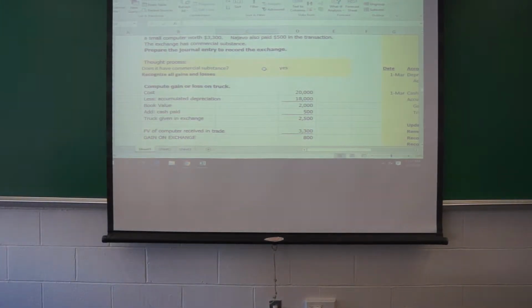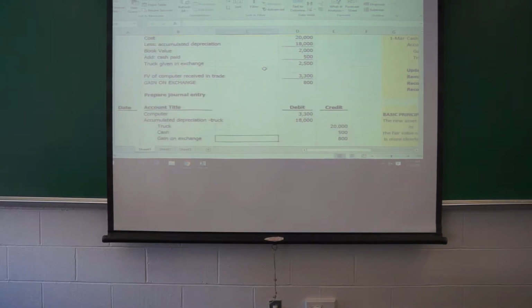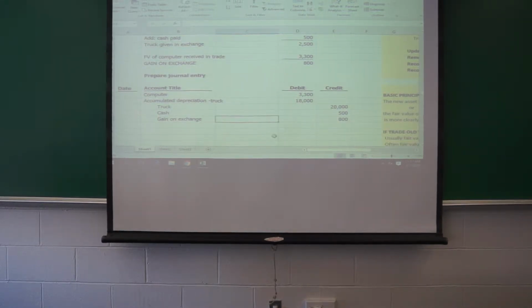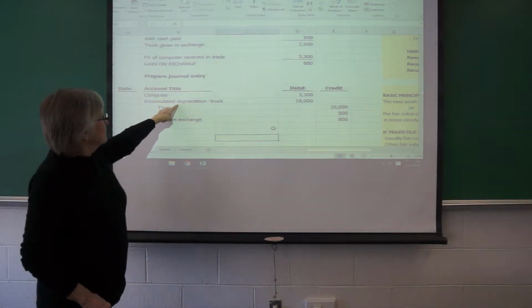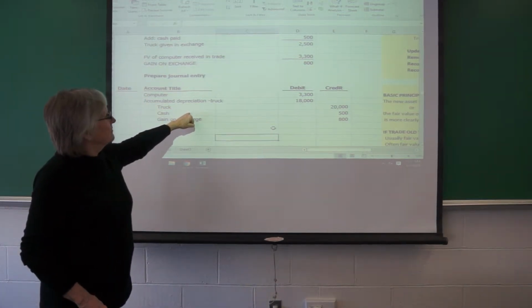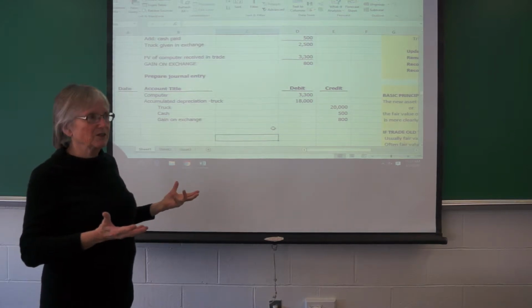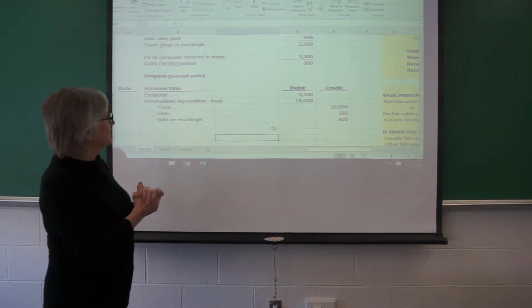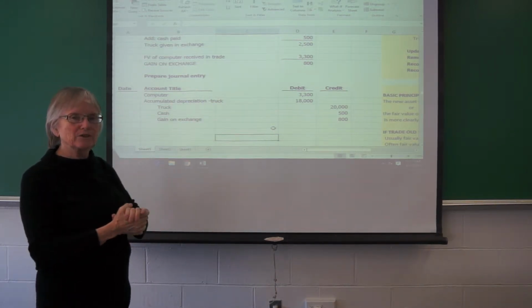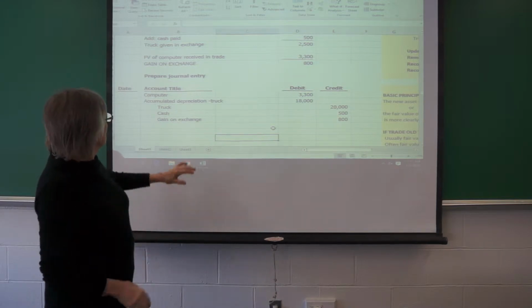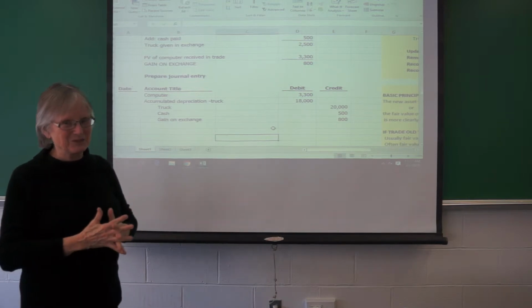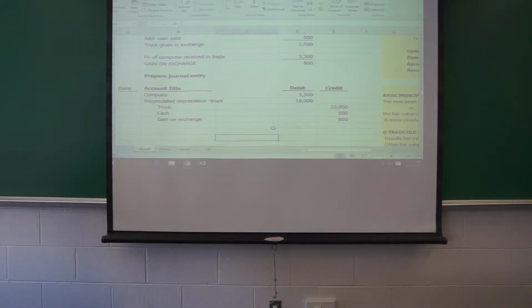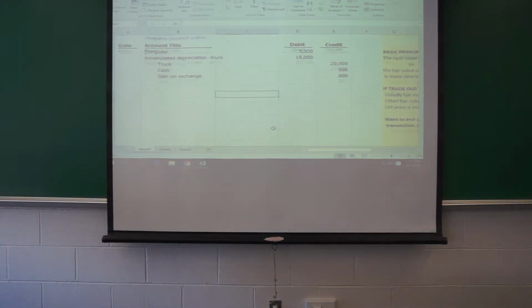All right, so then based on the information we have, you can do the journal entry. The new computer comes on at its fair value. You take off the accumulated depreciation. You take off the truck as you would in a regular disposal journal entry, and I've reviewed that in the notes if you're interested. You pay out the 500 cash, and there's your gain, and it balances. Okay, so that has commercial substance. Let's look at the next one.